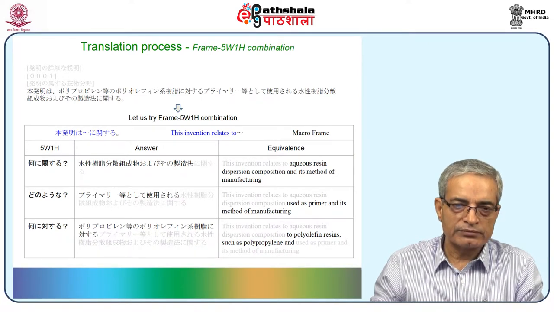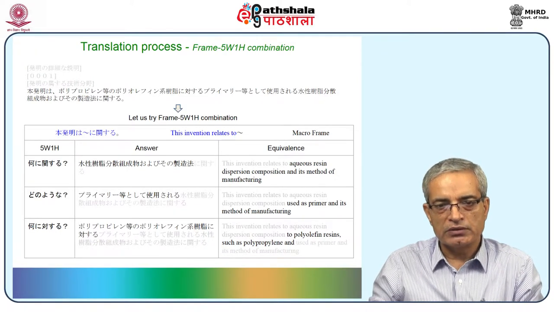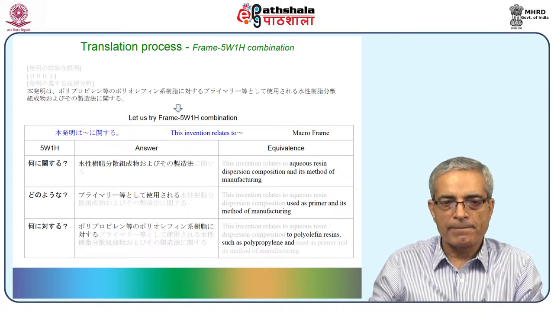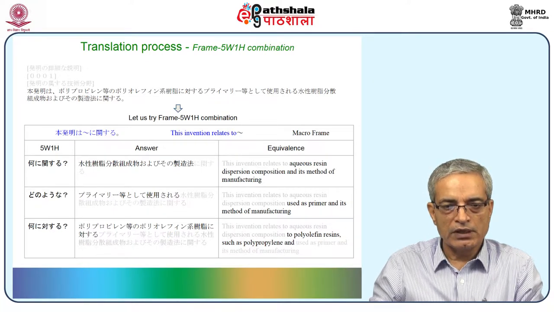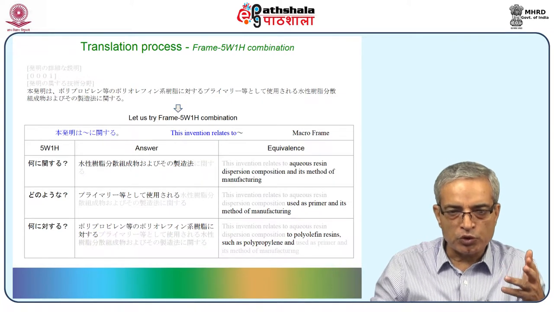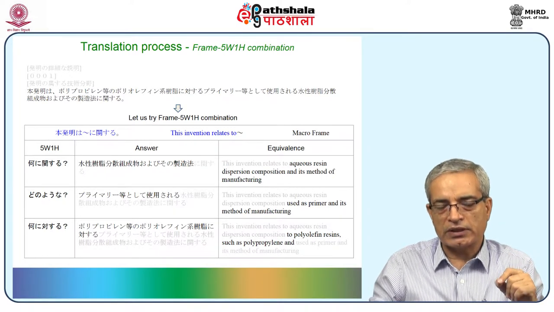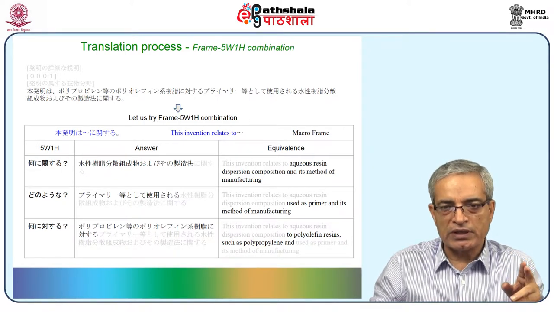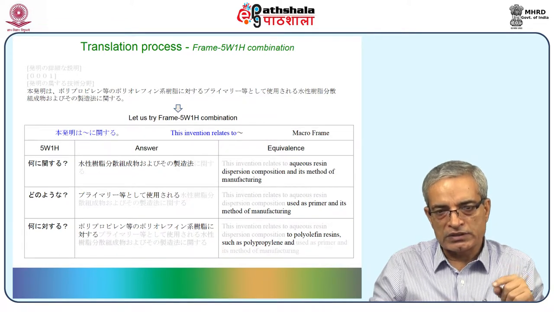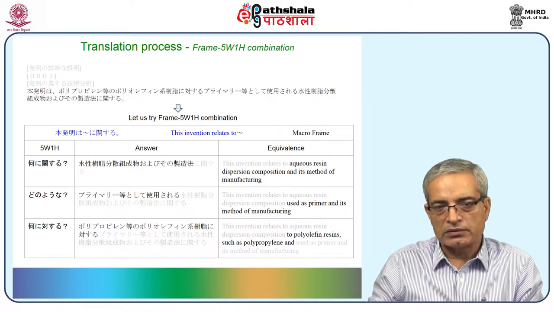Okay, first question. Nani ni kansuru. Suisei jushi bunsan so seibutsu oyobi sono seizo ho ni kansuru. Dono yoto? Primer nado primer toshite shiyosareru. Nani ni kansuru? Poripuropiren to no poriorefin-kei jushi ni taisuru. And the equivalents are given on the right side, that is aqueous resin dispersion composition and its method of manufacturing. And for the second one, used as primer and its method of manufacturing, to polyolefin resins such as polypropylene.